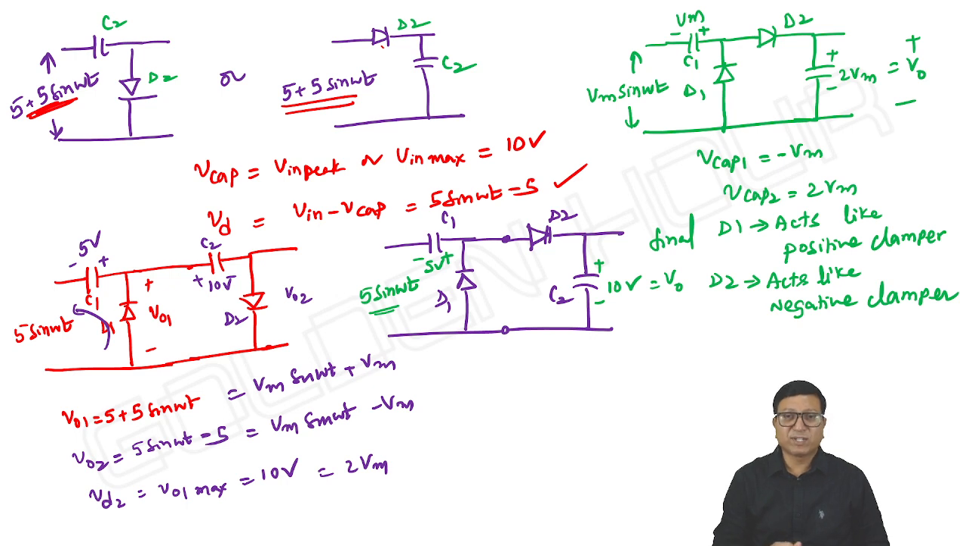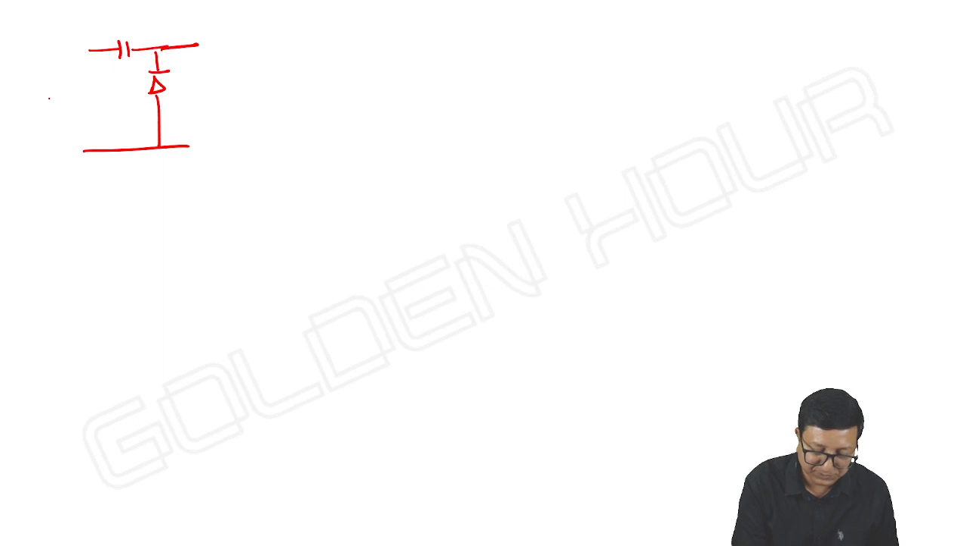And vice versa is also possible. What I mean to say is, here first I used positive clamper, next negative clamper. Vice versa means first we can use negative clamper, next positive clamper. See that example also. I am taking a positive clamper, input, capacitor, and Vd.